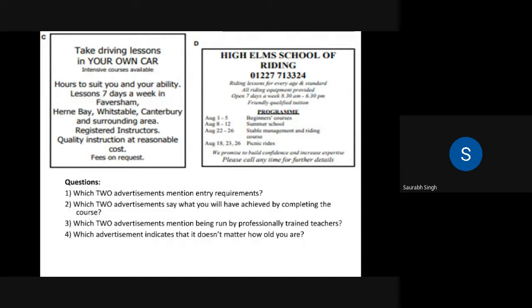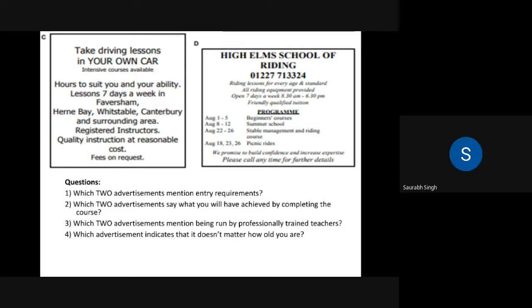Okay, last one says which advertisement indicates that it doesn't matter how old you are. So one advertisement it's asking for. Ma'am, D. Okay. Yes, riding lessons for every age and standard. Got it? Okay. So this was the first part of this, right?